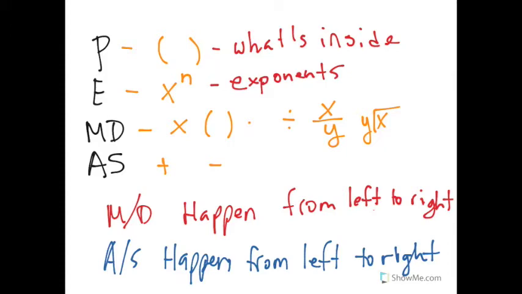Now you see the M and the D together, and that stands for multiplication and division. I just want to point out that multiplication and division happen in the order they appear from left to right. You don't do multiplication first all the time. That's a very common mistake. People very often try to do multiplication then division, and that's wrong. You're supposed to do it in the order that it appears from left to right.